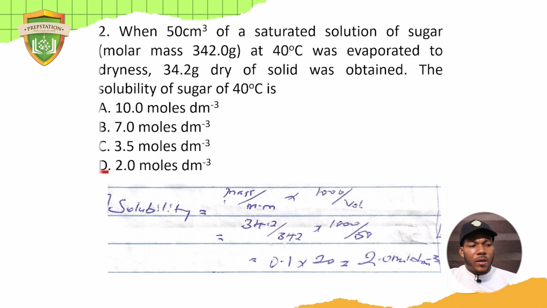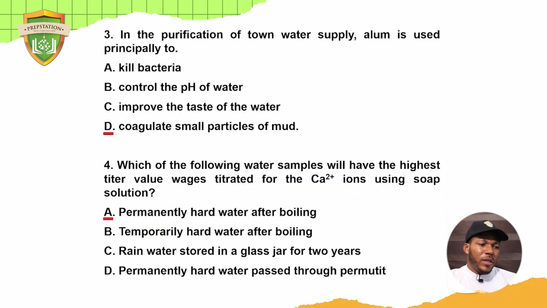Now what is the reactive mass? The reactive mass is given in the question as what? 34.2. Make your direct substitution and multiply out. Very straightforward. When you do that, you're going to have 2.0 mole per dm³. All right, so this is a simple question too.